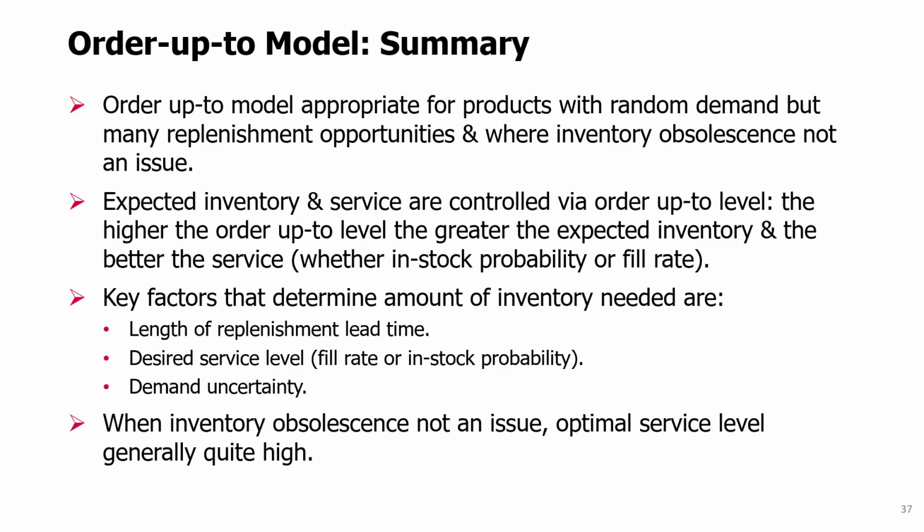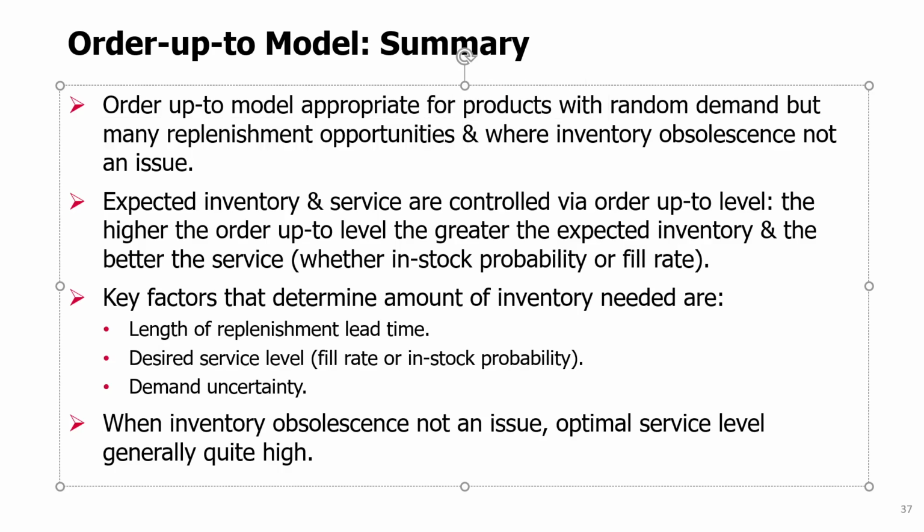So some final remarks about the order up to model. Order up to model is of course appropriate for products with random demand but many replenishment opportunities, something that has a long shelf life and therefore can be replenished multiple times when obsolescence is not an issue. Expected inventory and service are controlled via one number, right? This order up to level S. The higher the order up to level, the greater the expected inventory we will be holding, but also the better service. So here the main trade-off is between the holding costs and the quality of service, right?